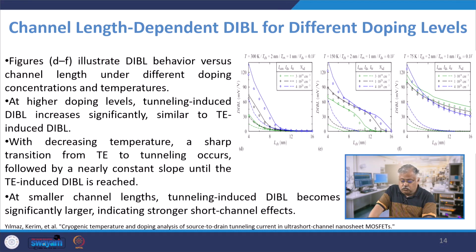If you go to 300 Kelvin, you will see that the drain current and the thermionic currents are almost latched together, whereas at 75 Kelvin, the dotted one, which is basically the tunneling current, changes. The thermionic current is very low at low temperature, and the other one goes on increasing. Therefore, with decreasing temperature, a sharp transition from thermionic to tunneling occurs, followed by a nearly constant slope until the thermionic induced DIBL is introduced.